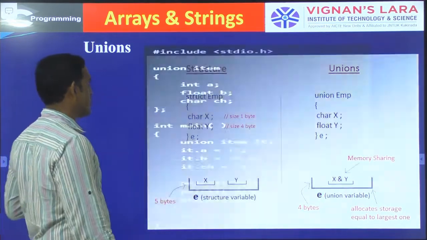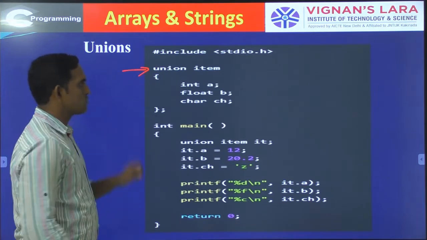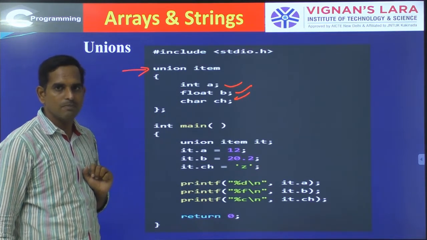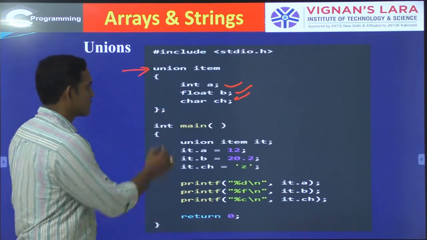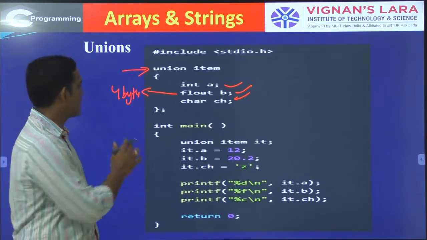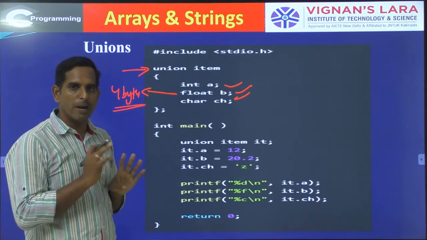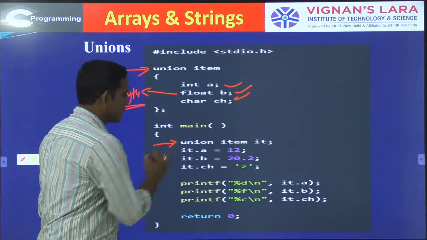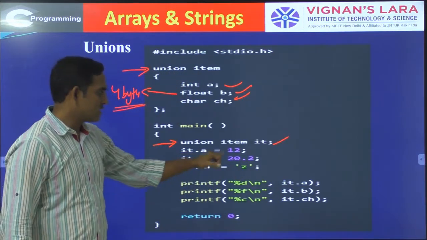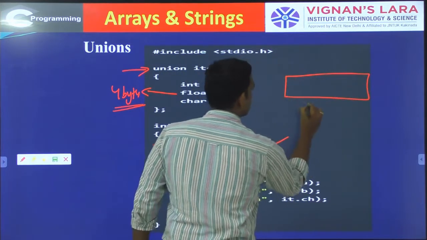If you see an example regarding this, this is where you are creating a union with 3 members: A, B, CH, that is, one is integer, one is float, and another is char. Since it is a union, the maximum size is 4 bytes. It might be int or float, we are having the maximum of 4 bytes. So for a union variable, you are going to have only 4 bytes of memory. First you are creating a union variable in main. For the variable it, it.a we have assigned as 12. As I told you, we will be having only 4 bytes of memory.